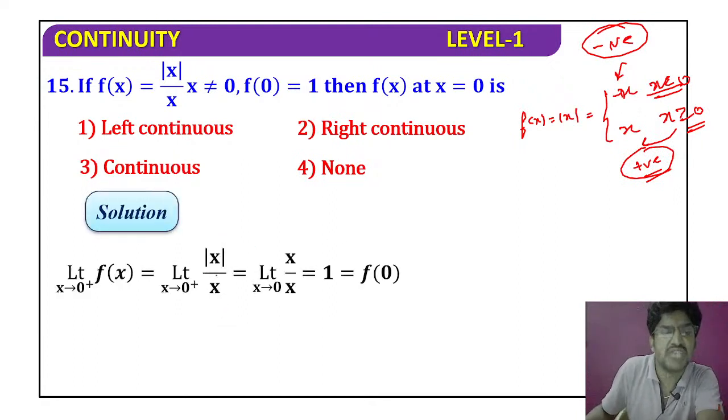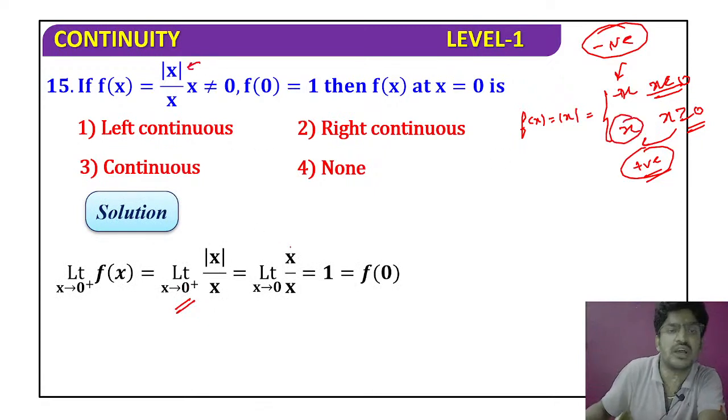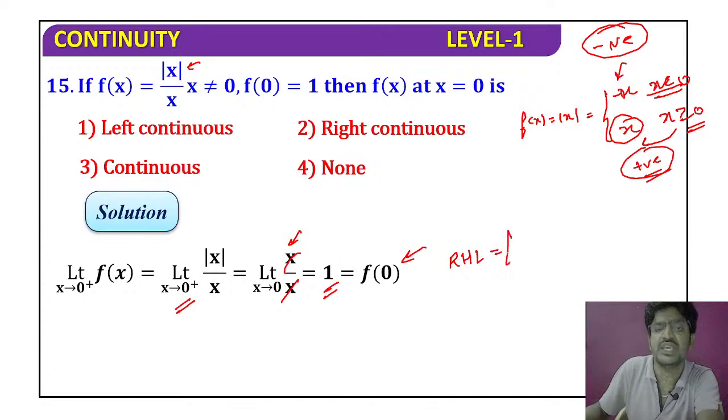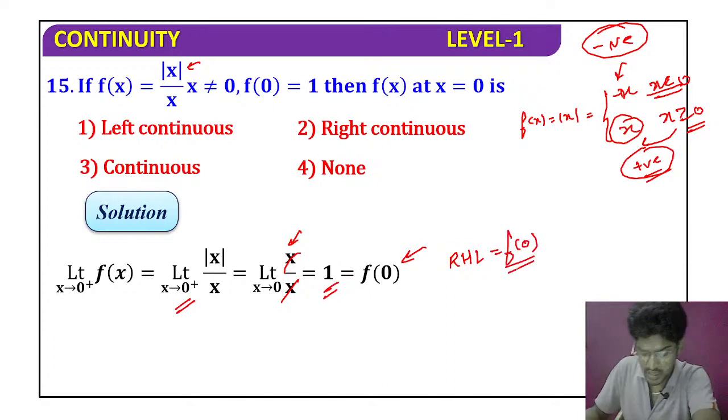Now on the RHL side, x is positive, so mod x will become x. Therefore x will cancel, and the answer will be 1. That is equal to f of 0. That means RHL is equal to f of 0.